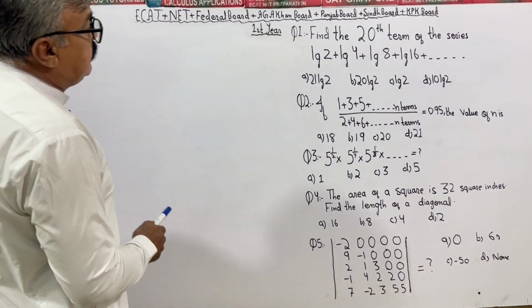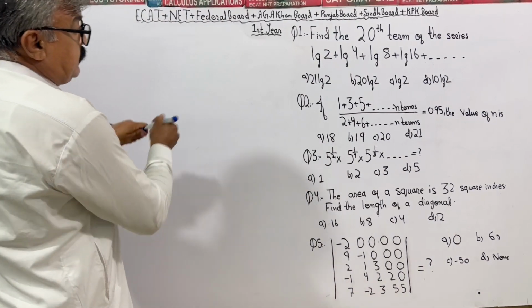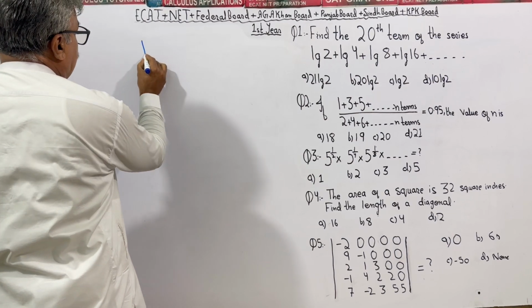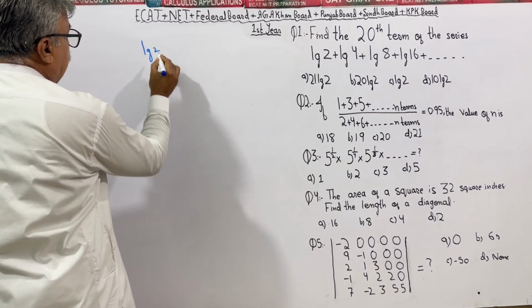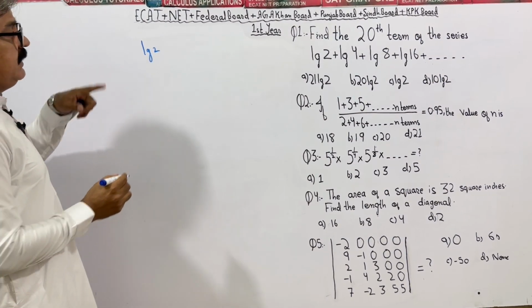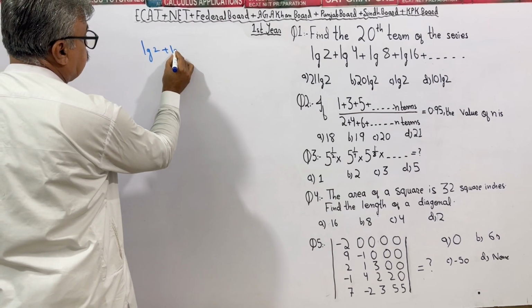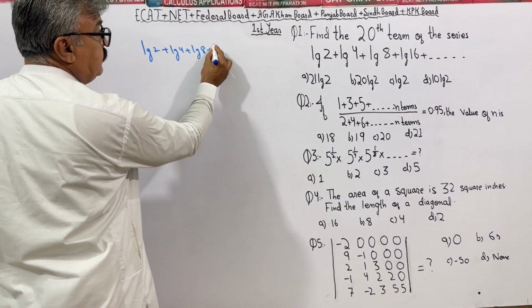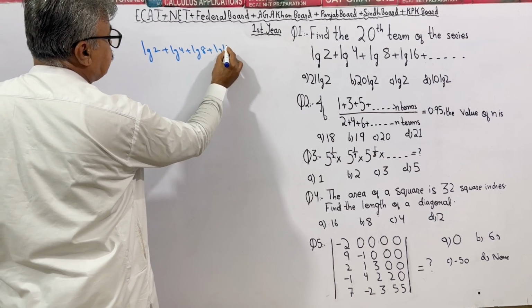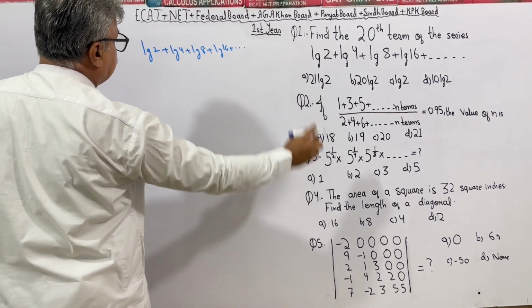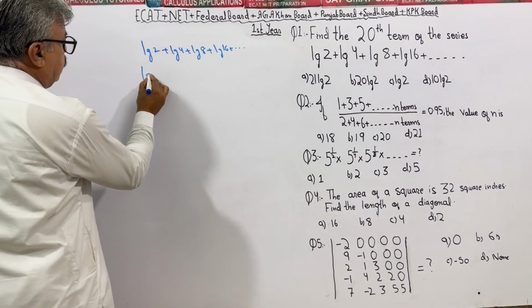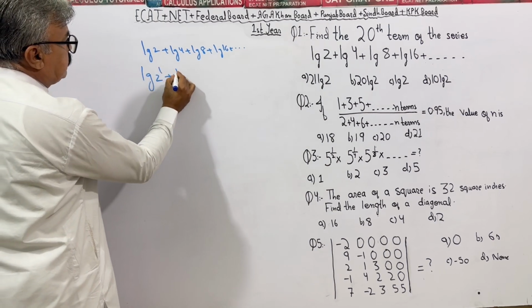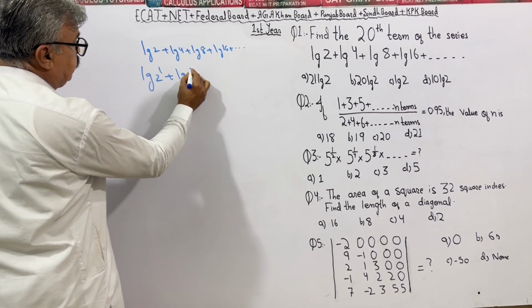Let me write the series for you as lg 2, lg 4, lg 8, lg 16, and three dots to show continuity. Look, our first step must be make or break.